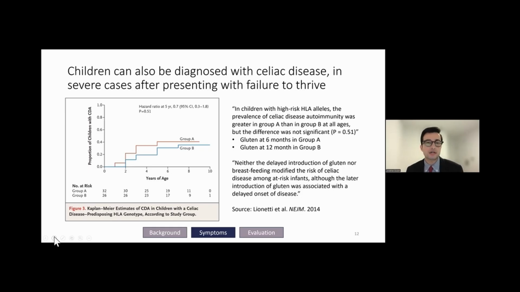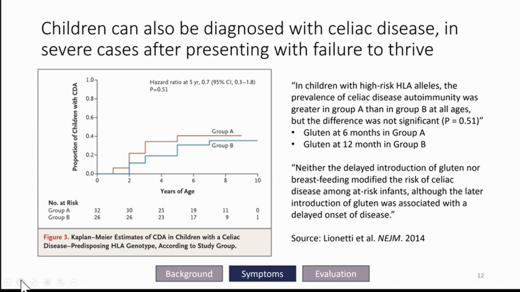And there have been talks and questions about the timing of gluten introduction to the diet and its effect on the onset of celiac disease in children. In this graph, I highlight a study where they look at introducing gluten at various times in a child's diet. We can see with the red line, which is group A, gluten at 6 months, and group B with the blue line, gluten at 12 months.